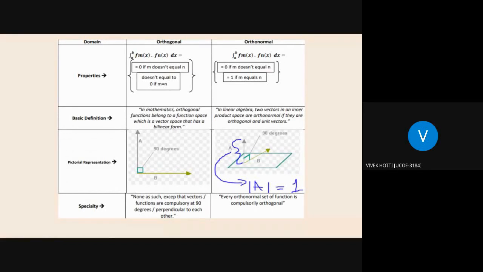Next up, you can see the pictorial representation of both the types. In orthogonal, the functions are compulsorily supposed to be perpendicular to each other, while in the case of orthonormal, in addition to the functions being perpendicular to each other, they are also unit vectors, that is, the value of each function is 1. With these observations, we conclude that every orthonormal set of functions is compulsorily orthogonal.